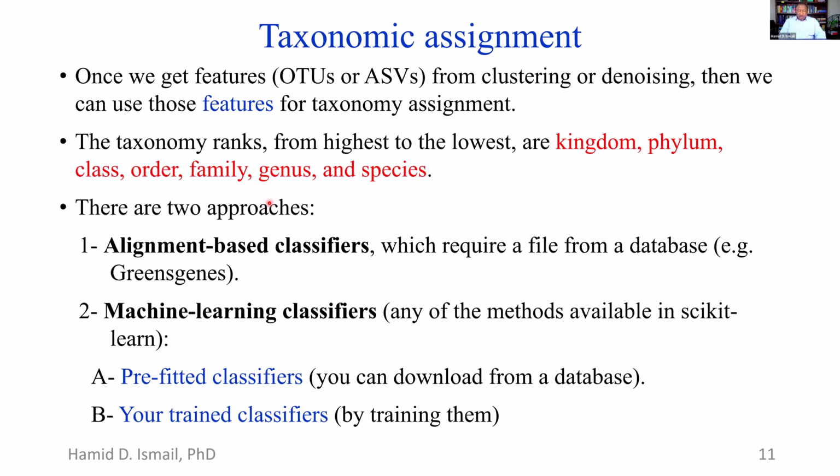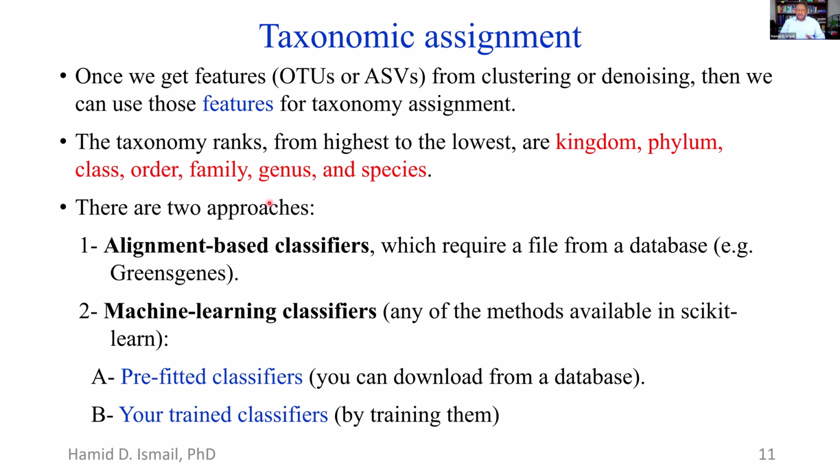After that, we come to the taxonomic assignment, because now we have the features, whether from clustering or from denoising, and we will get a sequence. Then we will identify this sequence, and there are some strategies that we follow. By identifying the sequence, we need all the taxa: kingdom, phylum, class, order, family, genus, species, and even strains. So this is what we mean by microbial identification.